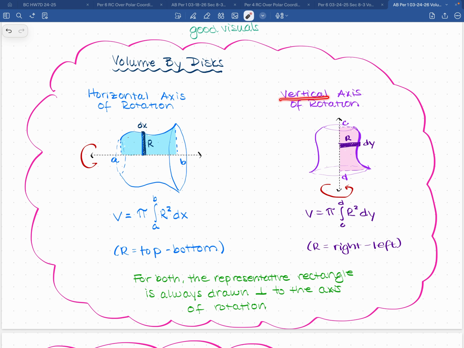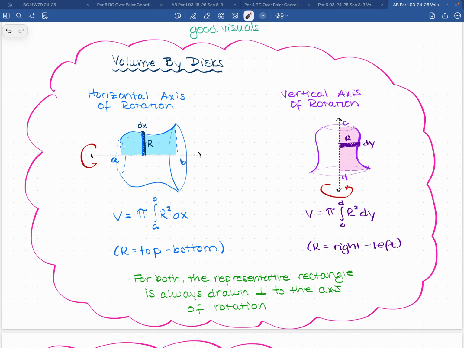For a vertical axis of rotation, your representative rectangle will go horizontally. So this time your radius is going horizontally. So it's always right minus left. Remember, top minus bottom, right minus left, never the other way. Bottom minus top, that's not a thing. Don't do it. Left minus right, not a thing. Don't do it. But notice pi r squared dx in this case, or pi r squared dy in this case.